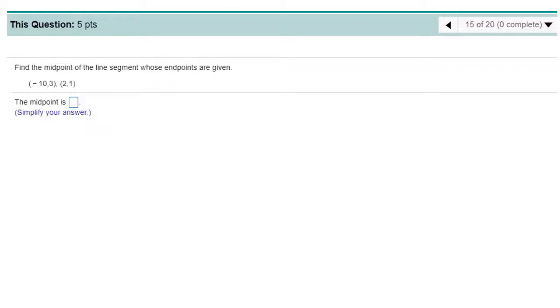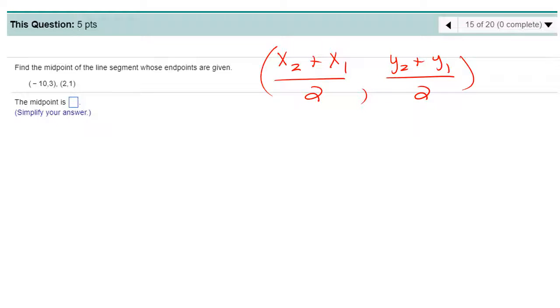On number 15, you'll have to use a different formula. In this case, it would be the midpoint formula. Again, all formulas will be provided for you on the proctored exam. The midpoint formula looks like this. You will take x2 and you will add x1, dividing by the value 2. Then you will have y2 plus y1 divided by 2. It will be helpful to label the numbers in the ordered pair. So that would be x1, y1, and this would be x2, y2.